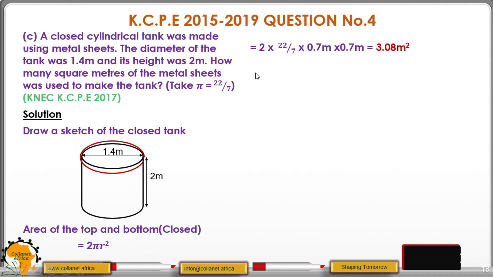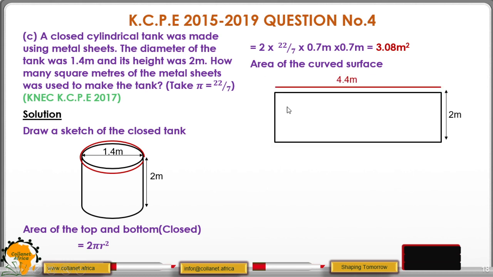So in this case, we have 2, which stands for the top and the bottom. Then the pi we have given here. Then the radius is 0.7 meters. So 0.7, because this is the diameter, and then multiply by 0.7. When you do the calculation, you're going to get 3.08 meters squared. Don't forget squared here.